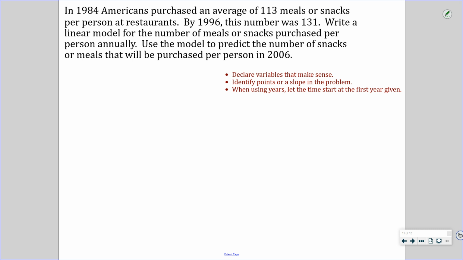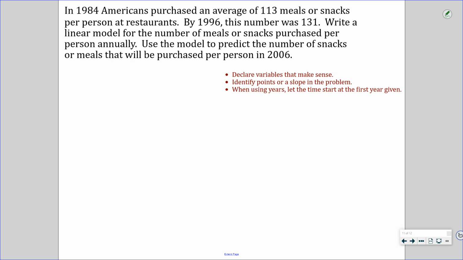Okay, so I gave you a couple of bullet points here to help you get started on a word problem. A lot of people struggle with these. And really, they're either going to be giving you 2 points on this linear model, or they sometimes tell you what the slope is and tell you a random point. But a lot of the times they're giving you 2 points in disguise here. So anytime you're given years, let the time start at the first year given. So the first year given was 1984, unless they say otherwise. Sometimes they'll say let T represent years since 1980. Sometimes they'll do that. In this case, they don't.